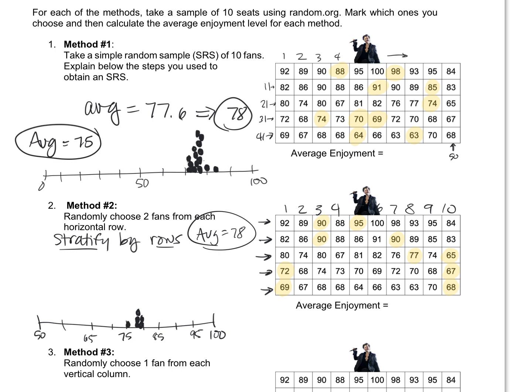Liz, what'd you get? 84. Oh, 84. She's different. Okay. Ailey, what'd you get? 69. Really? Yeah. Okay. Seems awfully low. That's okay. It may have just picked lower numbers. So she got 69.